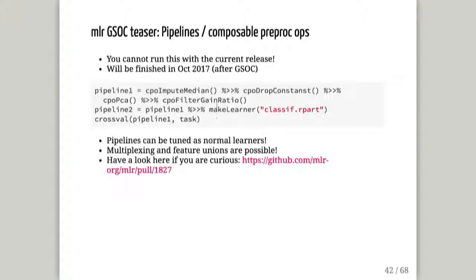And you can even do stuff like multiplexing, where you say, okay, I want to do either this pre-processing or that, or feature unions, so do that pre-processing, that, and that, and that, and then join it all together. Yeah? If you're interested in that, there's even a little preliminary vignette where Martin explains what he can currently do and what are the next steps. This should be done in October, because, well, that's the end of Google Summer of Code.